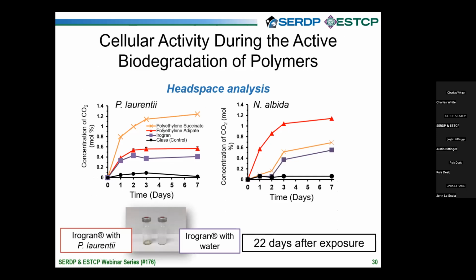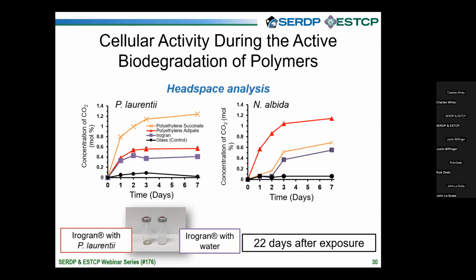Also, within the first 4 days, we see the highest rate of cellular activity based on the headspace gas analysis of CO2 during the degradation of each polymer. So down here shows the representative vials of how we performed this experiment. This one here had the Irogran polymer coated on the inside with water. And this vial over here had Irogran with a culture of cells that have been washed with water of the Papillotrema laurentii after 22 days. You can see here that the coating has been hydrolyzed. There you can clearly see into the vial. And as a result, we were able to sample the headspace.